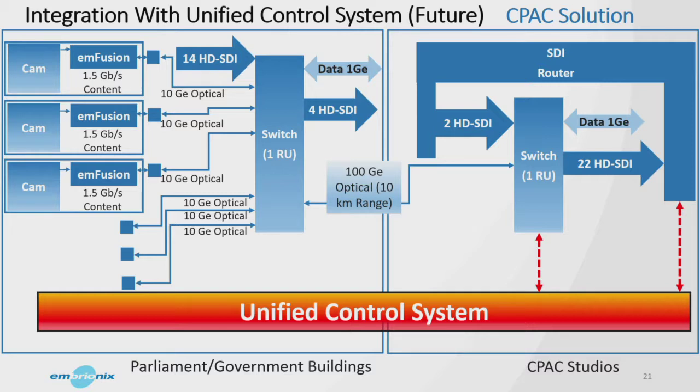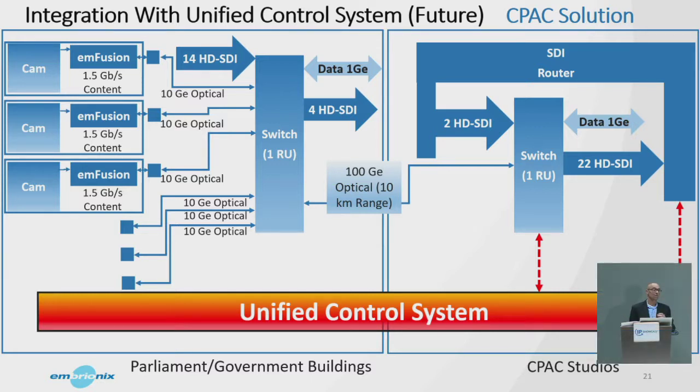Now, as I mentioned, the control systems could be unified. So the system could evolve to where a control system is controlling the SDI router and doing all the IP routing on the system also.